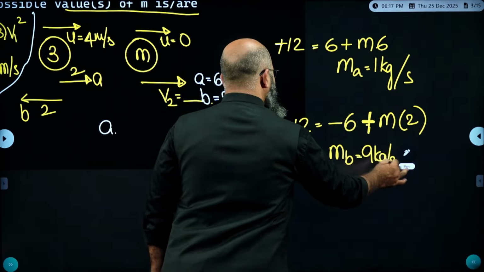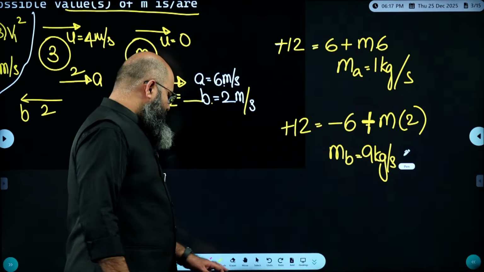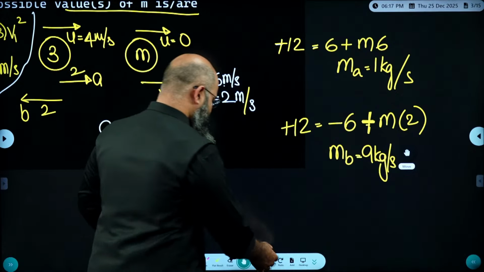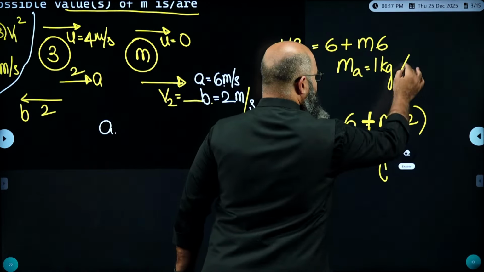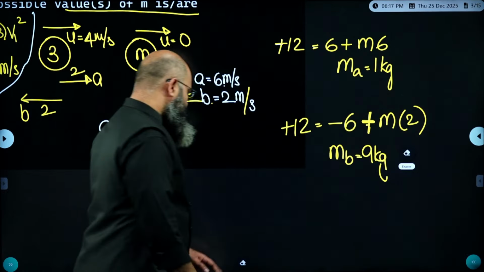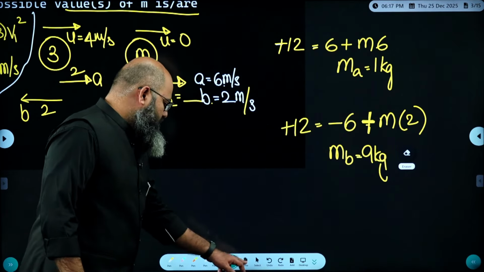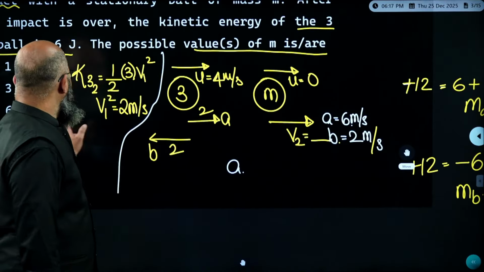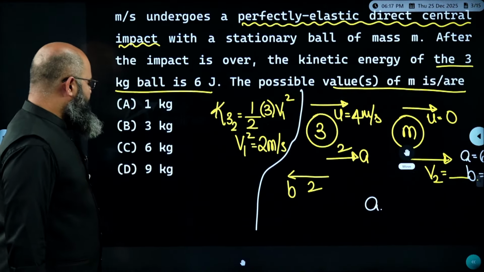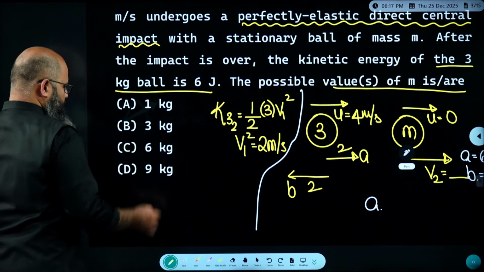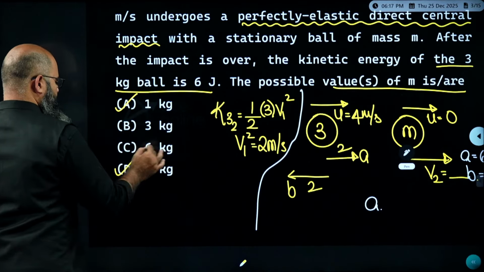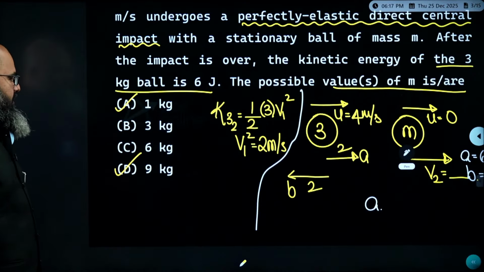So there are two possible values of this mass. One value is equal to 1 kg, and the other value is equal to 9 kg over here. Two answers are possible. Let us see, do we have these answers? Yes, we have both of them. So the answers over here are 1 kg and 9 kg, option A and option D. I hope this is clear till here to all of you.